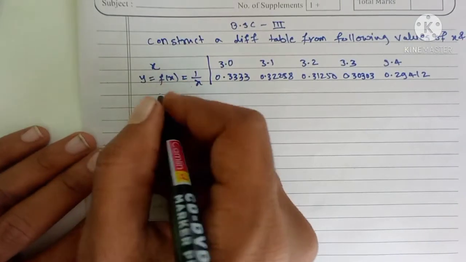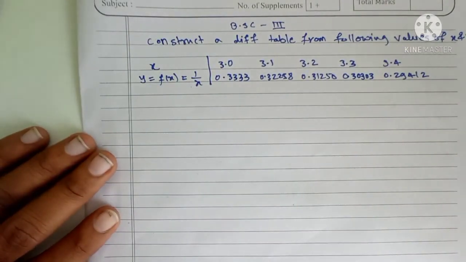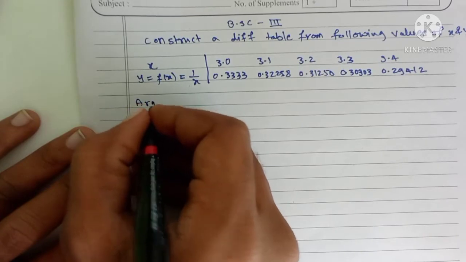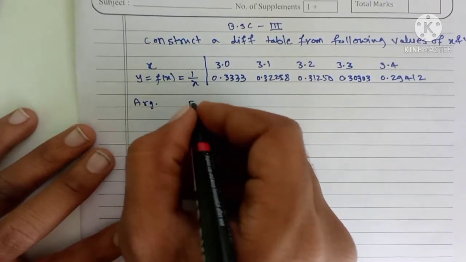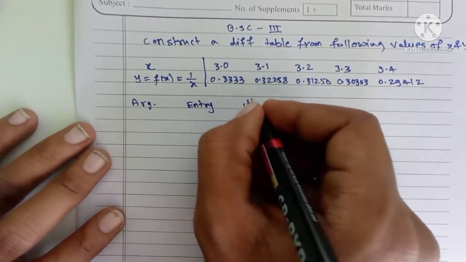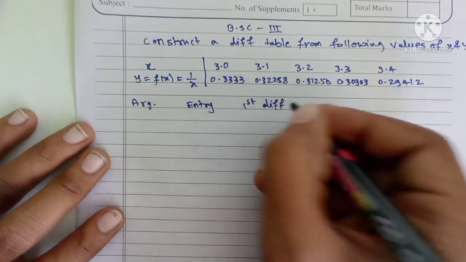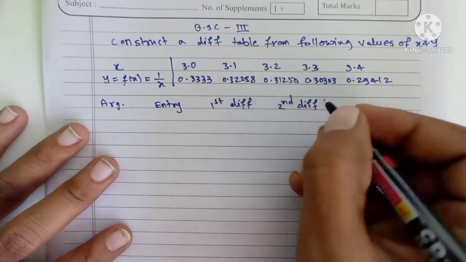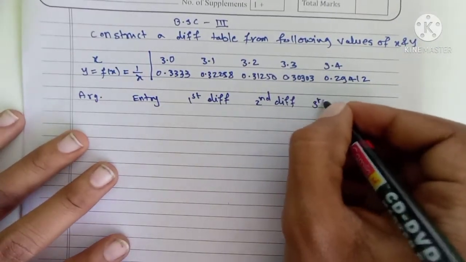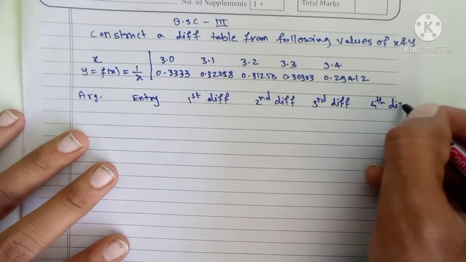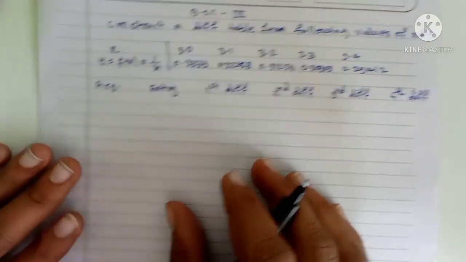So argument, we know that the independent variable is called as argument. Argument, entry, first difference, second difference, third difference and fourth difference.